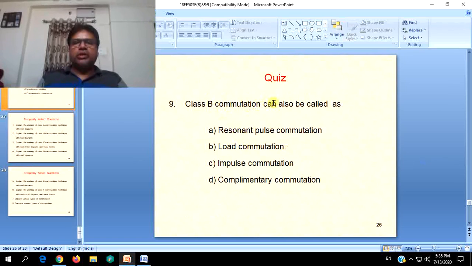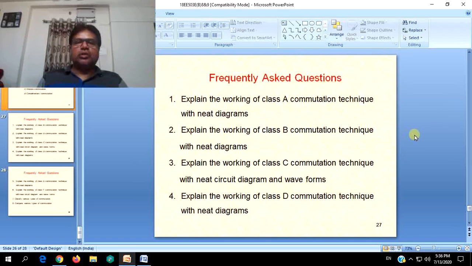Class B commutation can also be called as, this is the one we have discussed in the starting of the quiz. It is resonant pulse commutation. Resonant pulse commutation, where a pulse will be applied in opposition to the anode current or SCR forward current because of the resonant nature of the commutating components L and C, which are connected in parallel with the SCR. It is resonant pulse commutation.